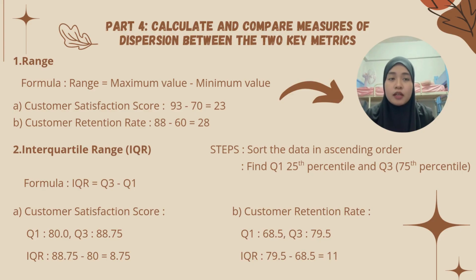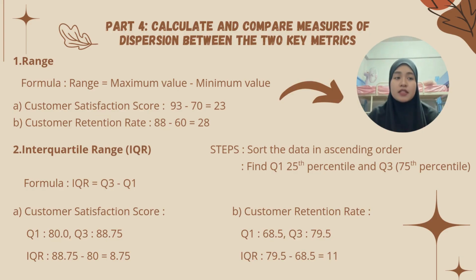I will be presenting part 4 of our analysis, which is measures of dispersion. Let's begin with the first measure, which is range. The range shows the difference between the maximum and minimum values in a dataset. The formula is range equals maximum value minus minimum value. First of all, for customer satisfaction score, 93 minus 70 equals 23. For customer retention rate, 88 minus 60 equals 28.